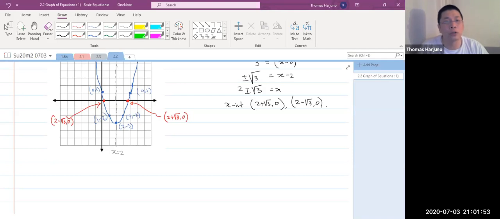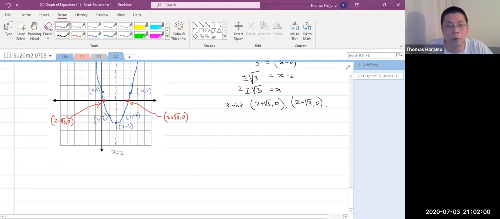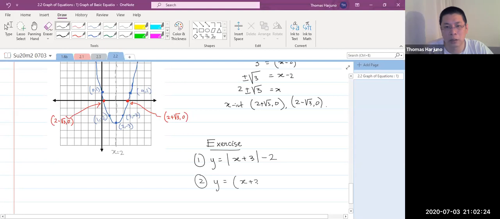Maybe I ask you to try to sketch the graph, and find the domain, range, x-intercept, and y-intercept of the following. Exercise. First, y equals absolute value of (x plus 3) minus 2. And the second one, y equals (x plus 3) squared minus 2.